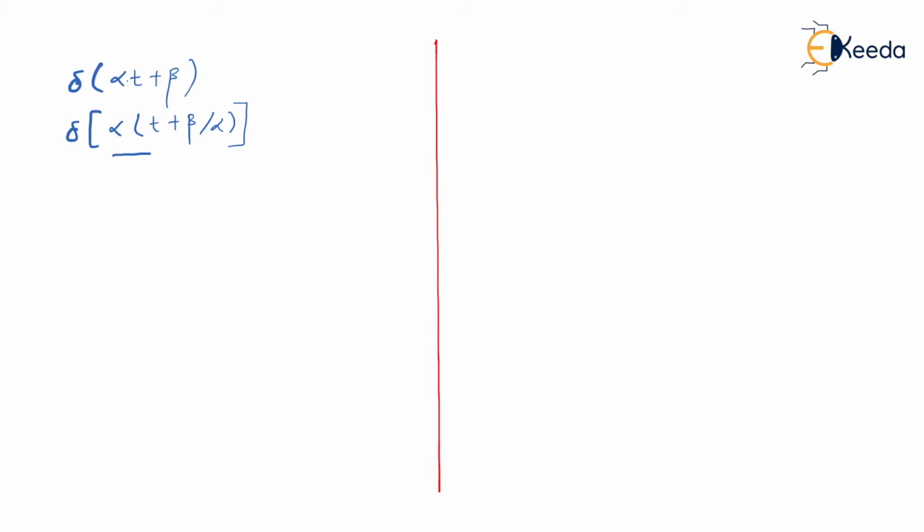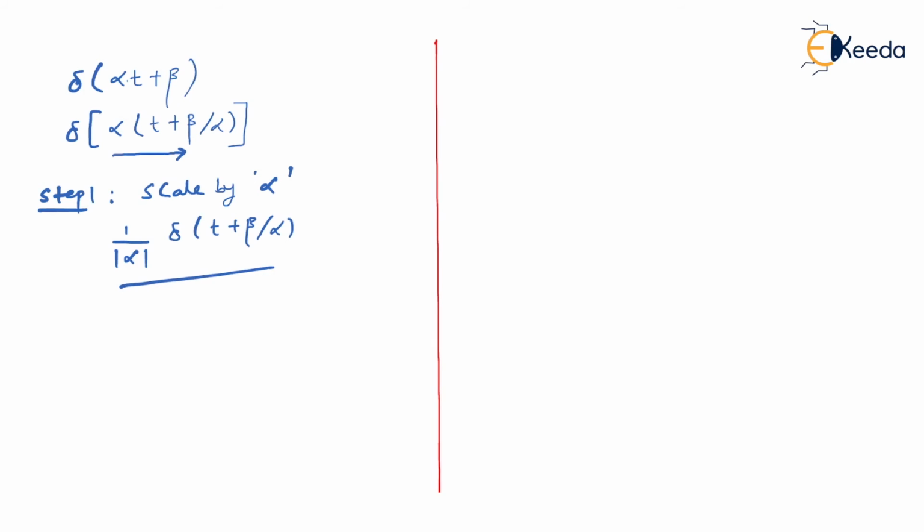So whenever we have such a signal, we go from left to right. So first step is what? That is scale by alpha. Is that right? So we know that whenever we scale by alpha, it becomes 1 upon mod of alpha and then the original delta signal. Of course, along with the time shift, you have to write beta by alpha. Is that right? So this becomes a new impulse signal with new area, that is 1 upon mod of alpha.